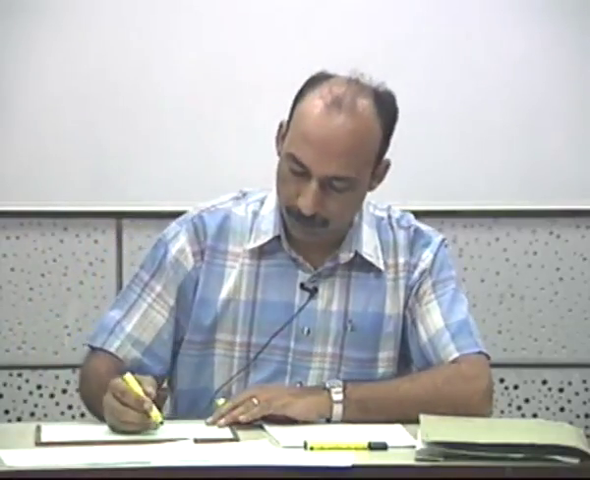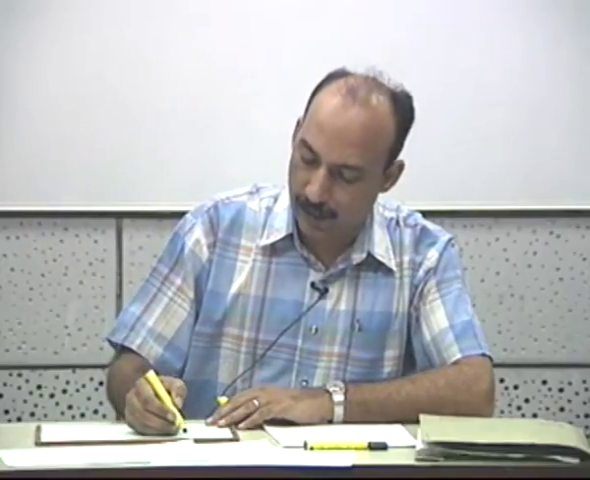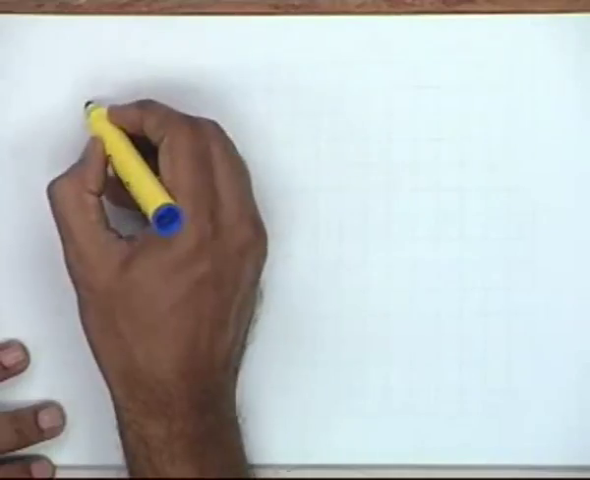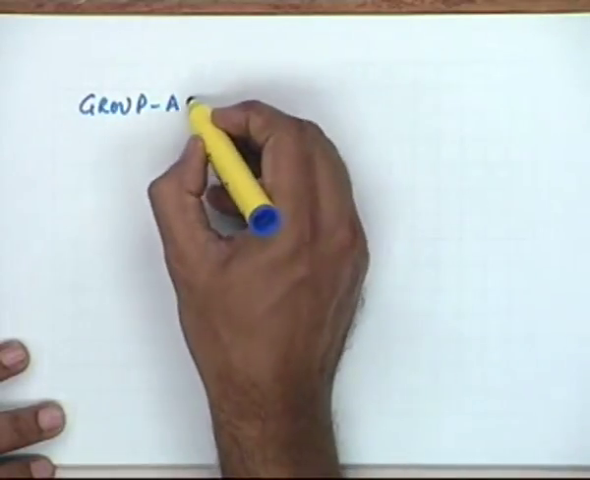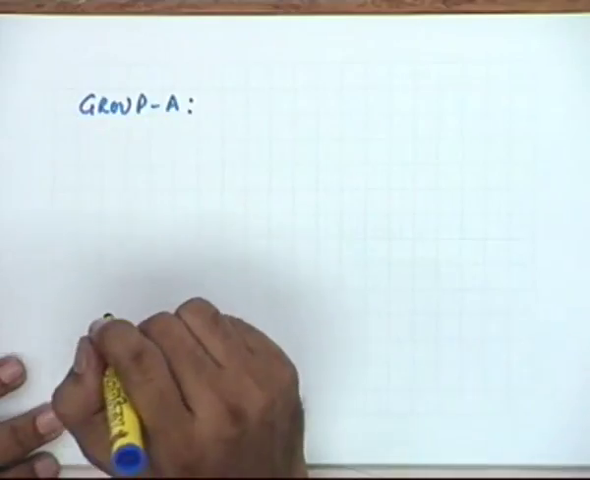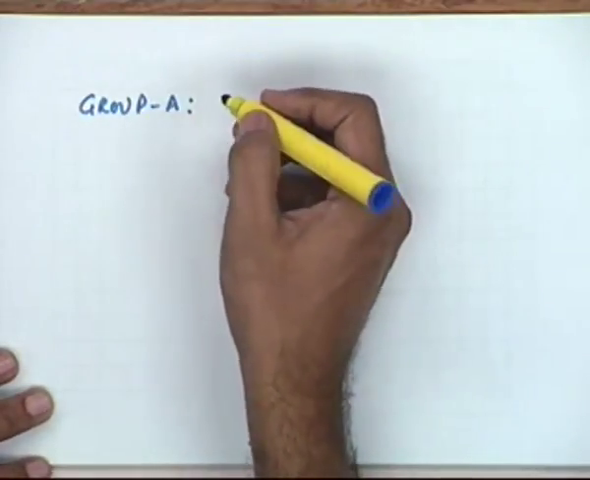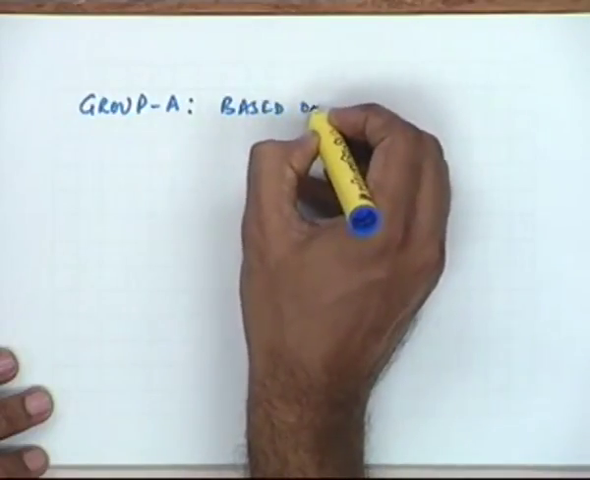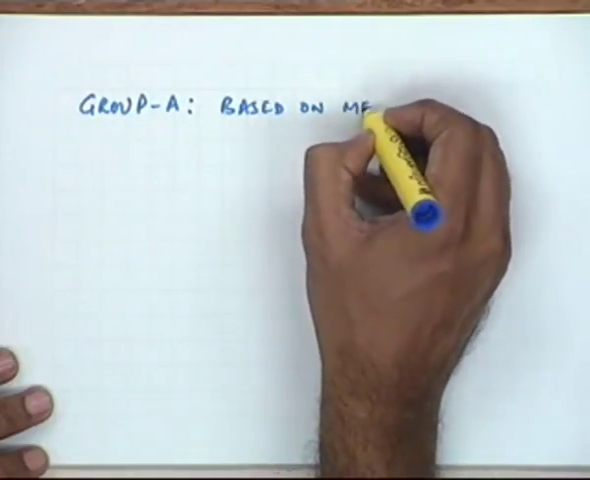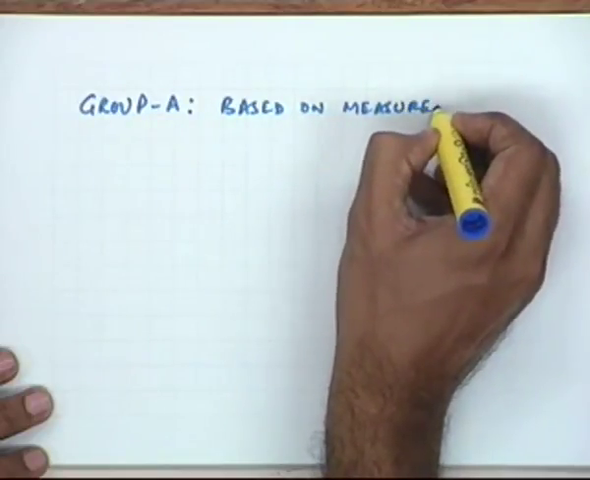So let's look at what those individual efficiencies are. In general, they can be categorized in different groups. Group A will put those efficiencies which are based on measured volumes.